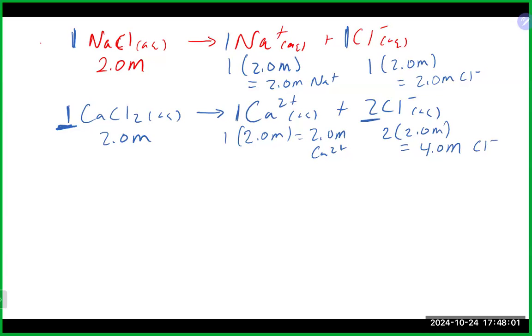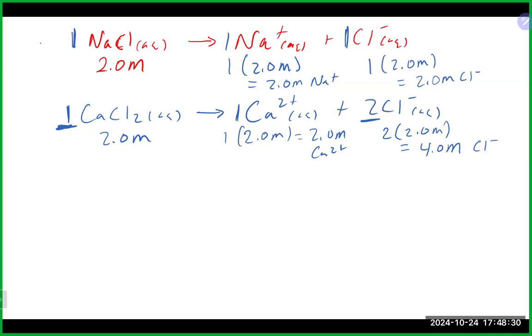Concentration is not additive, so 2 and 4 doesn't give you 2. But it's sort of the proportion of what you get. If you just think about it logically, when sodium chloride goes into the solution, you get a 1-to-1 relationship of ions that go into that solution. So it's basically equally concentrated in both of those ions. But in the case of calcium chloride here, you actually get a 1-to-2 relationship. So you get twice as much chloride ions as you do calcium.